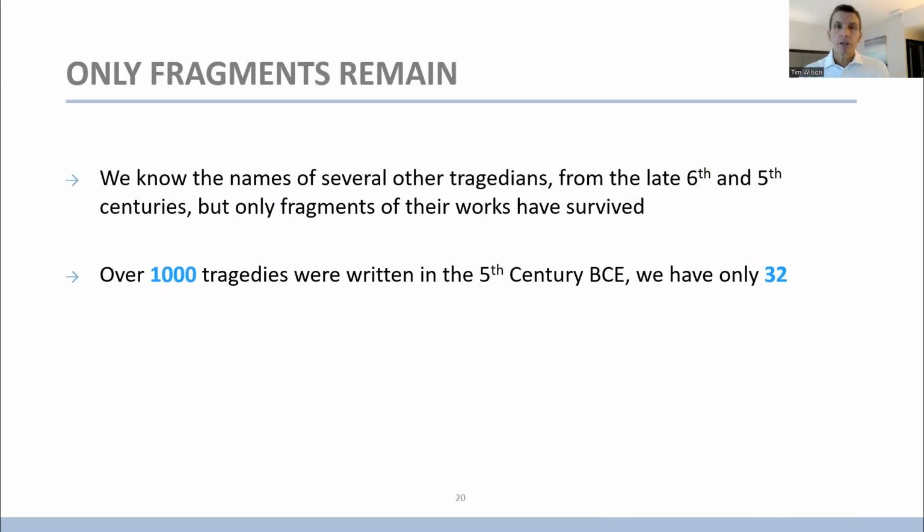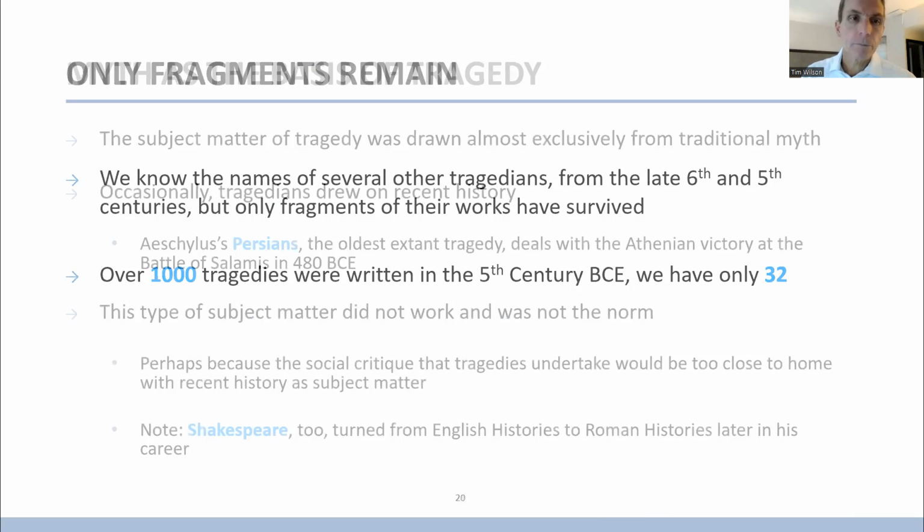So we know the names of several other tragedians from the late 6th and 5th centuries, but only fragments of their works have survived. And overall, probably about 1,000 tragedies were written in the 5th century BCE, and we have 32. So about 3% of the output. So again, think of the gaps in not only our knowledge of the Greeks, but the different insights we could have into the human condition.